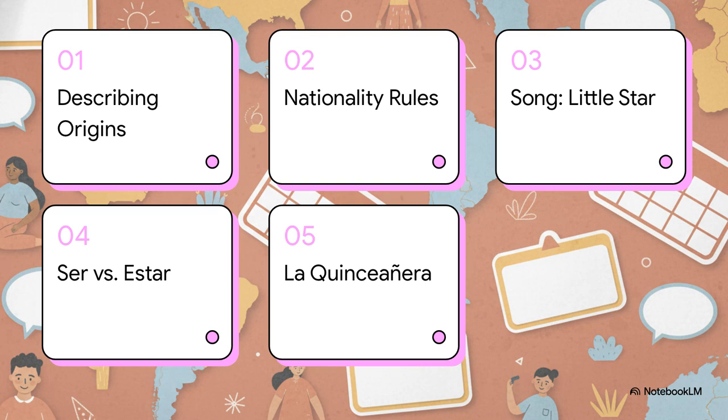Here is our quick roadmap for today's explainer. 1. Describing where we are from. 2. Spanish nationality rules. 3. A classic song, Little Star. 4. Practice with ser versus estar. And 5. Our culture spotlight, La Quinceañera.